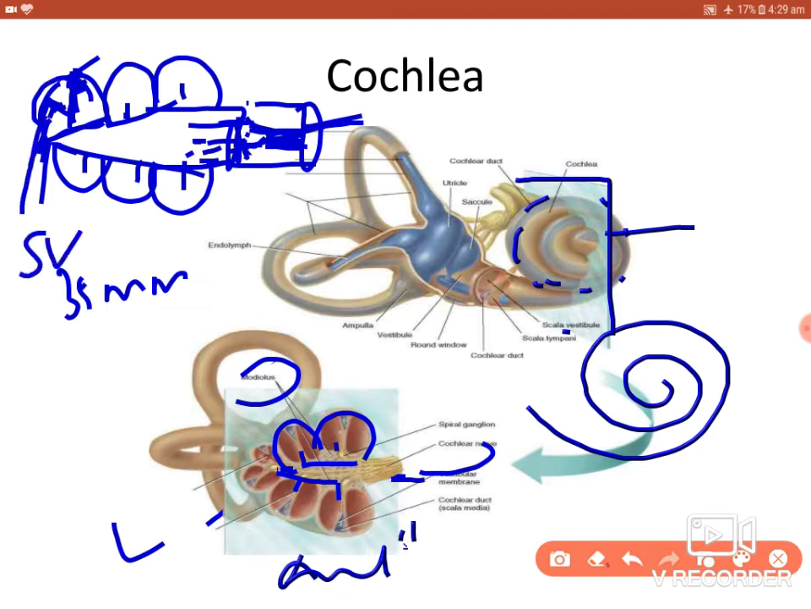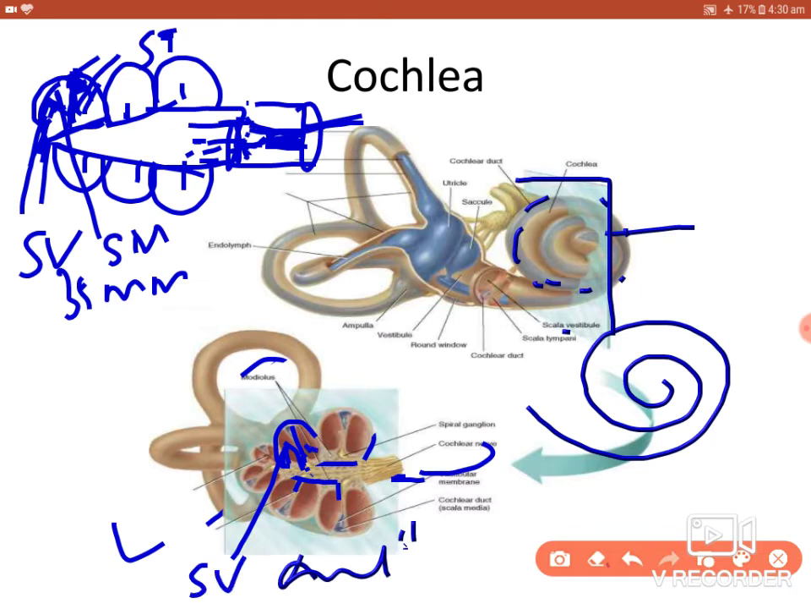the scala vestibuli. The lower part here, that is called the scala tympani, and the middle part here, that is called the scala media. Okay, here you can see these are the spiral projections, that is the spiral lamina. From there the vestibular membrane and basilar membrane come through the vestibular lip and the tympanic lip respectively. So this is the cochlear canal. This upper part is called the scala vestibuli. The lower compartment, that is called the scala tympani. Then the middle compartment of the cochlear canal, that is called the scala media.